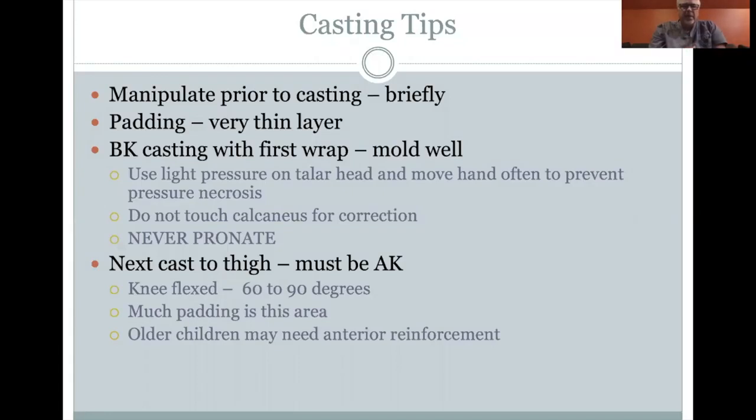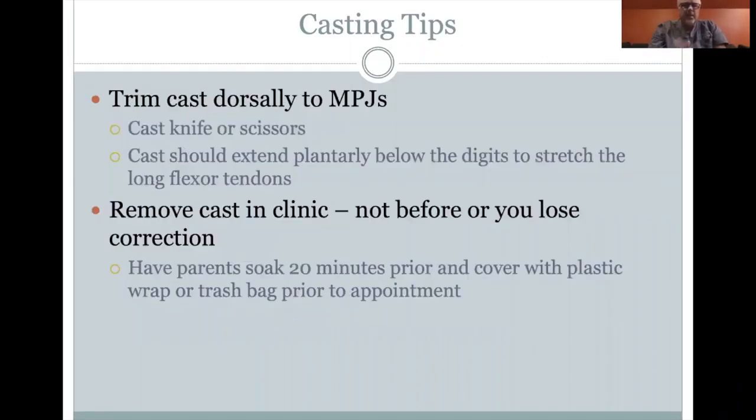You never touch the calcaneus for correction, and you never pronate the foot. You're always supinating the foot, and then moving it into abduction. The next cast must go above the knee. The knee is flexed between 60 and 90 degrees. More padding in the knee area and the thigh. And like I said, older children may need anterior reinforcement because they can break the cast pretty easily. You want to trim the cast dorsally to the MPJs, but leave that plantar shelf to stretch the long flexor tendons.